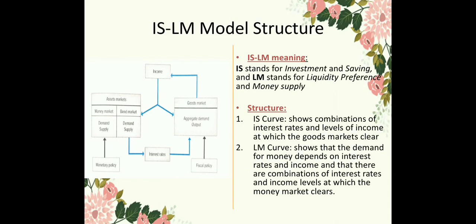The IS curve shows the combination of interest rates and level of income. Actually, the two curves are kind of the same. They show combinations of interest and income, but the difference is that the IS curve shows the combinations at which the goods market clears, and the LM curve shows the combinations of interest rates and income at which the money market clears. So that is the difference.